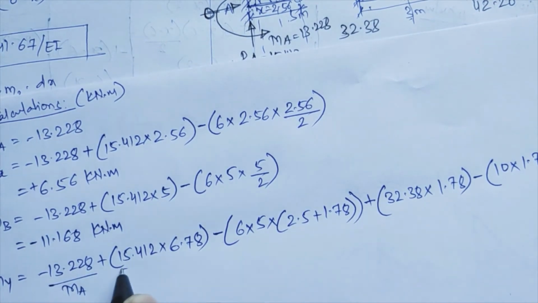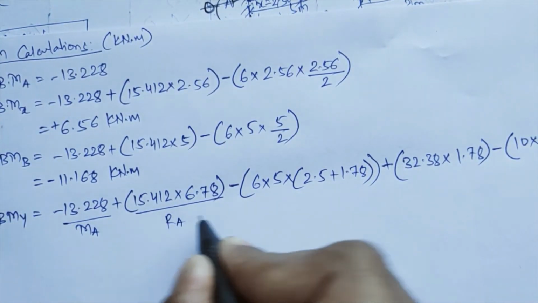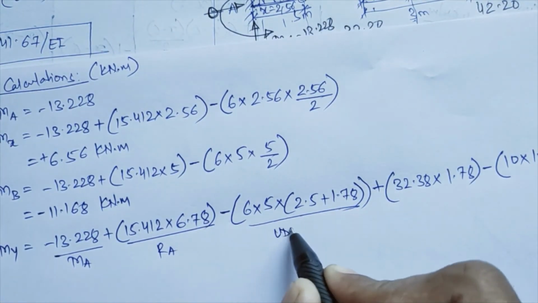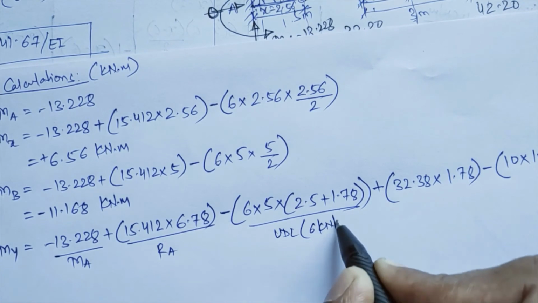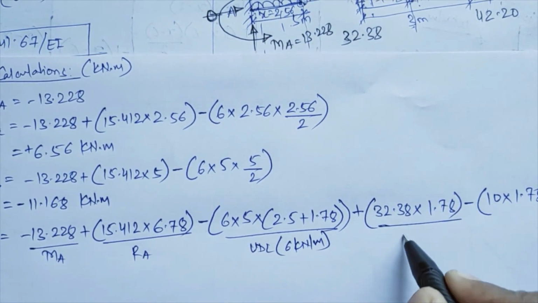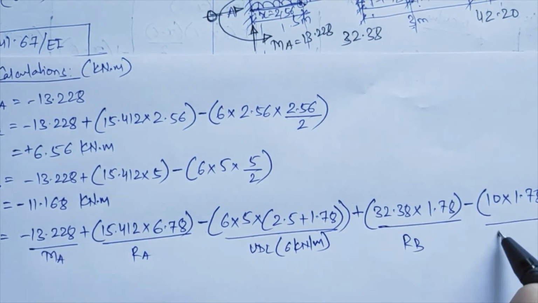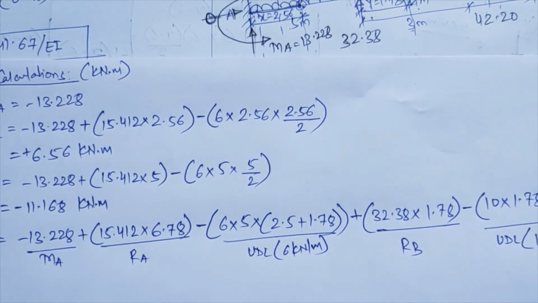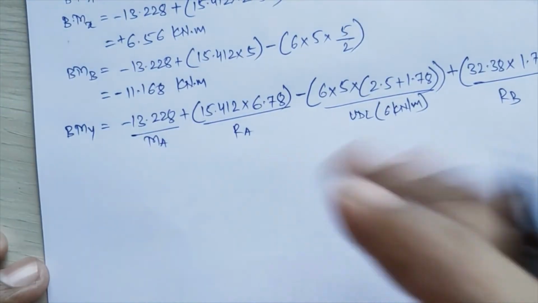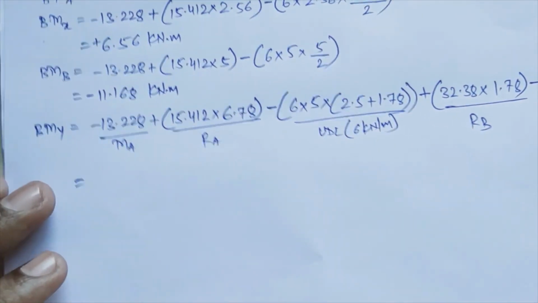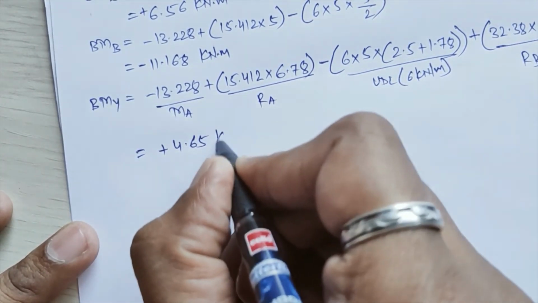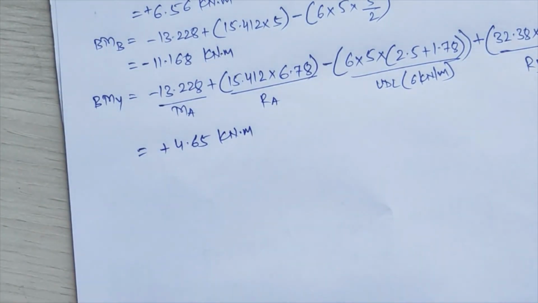See, this is your moment of MA, this is your moment of RA, this is your moment of UDL of 6 kilonewton per meter, right? This is the moment of RB, and this is the moment of next UDL of 10 kilonewton per meter over there. Okay, so this gives me total bending moment value at point Y is equal to plus 4.65 kilonewton meter. You can check this value over there, right?